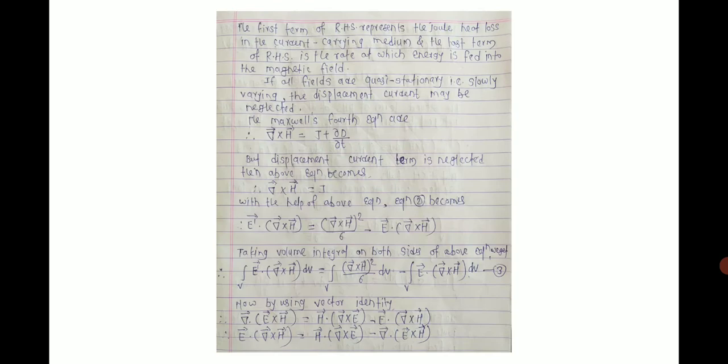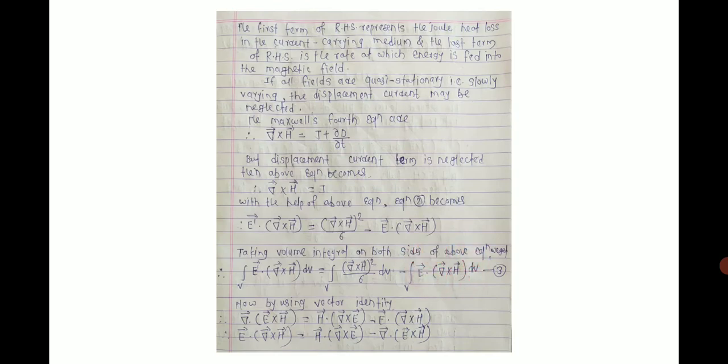Then the last term of the RHS will be neglected, and the remaining term is integration of E dot del cross H dV equal to minus H dot. This minus will be separated out, minus integration over volume B H dot delta B by delta T dV. Using the above, equation 3 becomes the value of integration over volume of E dot del cross H dV.